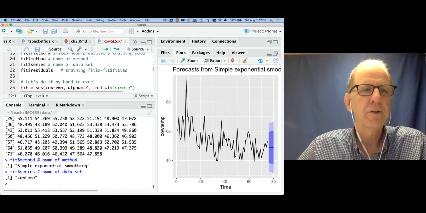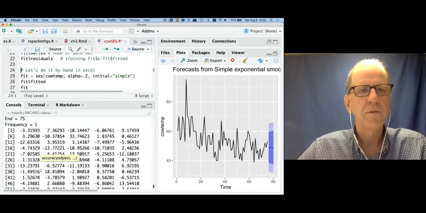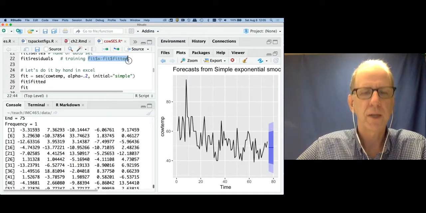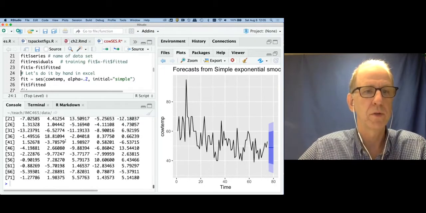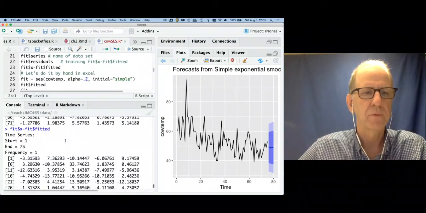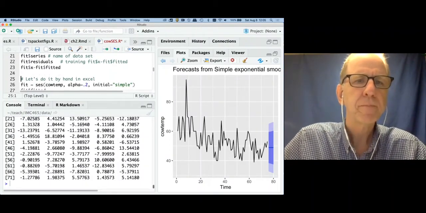Our series is cow temperature. And the residuals give me fit dollar x minus fit dollar fitted. So let's just go type that in. And what you'll see is you get exactly the same values as fit dollar residuals. So that's where that's coming from.